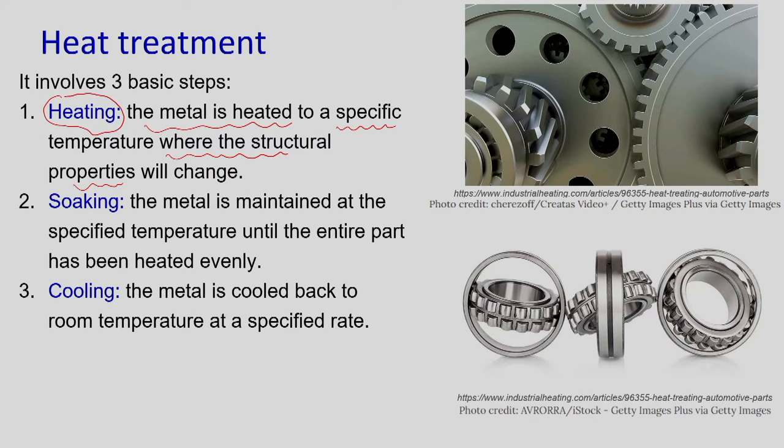Then we have to soak the material. So soaking is the next step. In this step, the metal is maintained at a specified temperature until the entire part has been heated evenly. So we are increasing the temperature and we are allowing the temperature to get uniformly distributed among the various portions of the part, and afterwards we are cooling the work part.